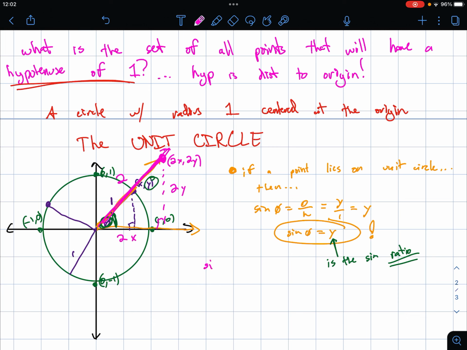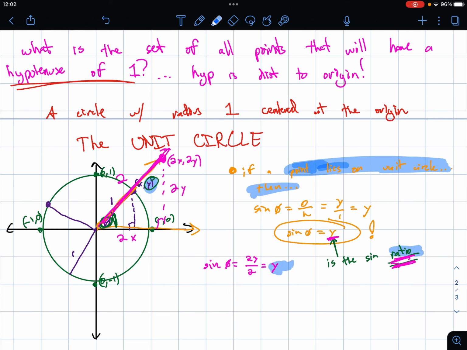And thus I would say that sine of theta is equal to 2y over 2, which is just equal to y. The important thing is this y is the sine ratio. It doesn't matter if we're imagining a big triangle or a small triangle, the y coordinate such that the point is on the unit circle is the ratio. So if the point's on the unit circle, then the y coordinate is the sine ratio.